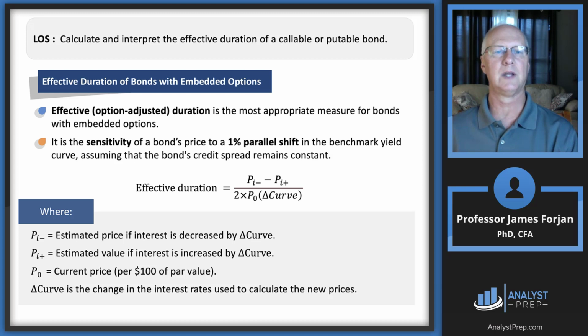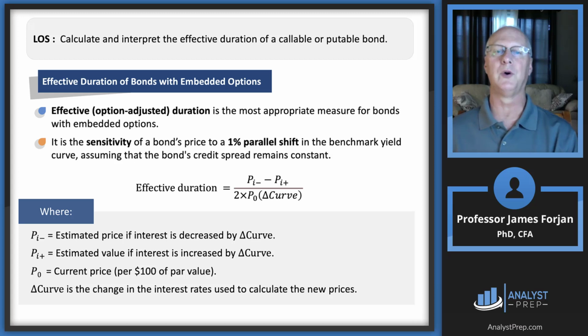So look at the second teardrop point. Duration is the sensitivity of a bond's price to a 1% parallel shift in the benchmark yield curve. So there's a good old formula that you ought to memorize for the exam. Calculate and interpret the effective duration.